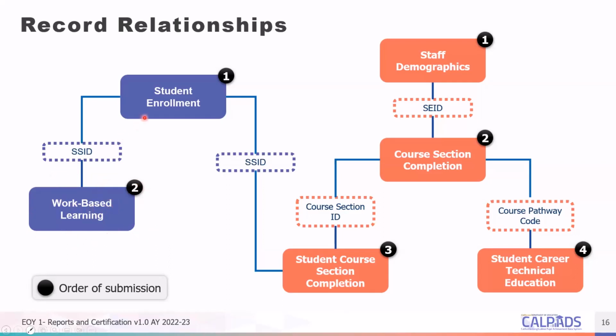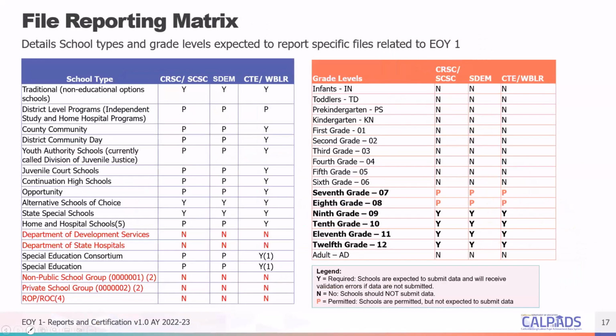However, an enrollment record, or an SENR record, at the school of attendance during the academic year must exist for the student in order to report a work-based learning record. These tables identify which school and grade levels will be expected or required to report which end of year one files. The legend on the bottom right-hand side of the slide tells us what is indicated by either Y, N, or P, which are the options for each of the cells.